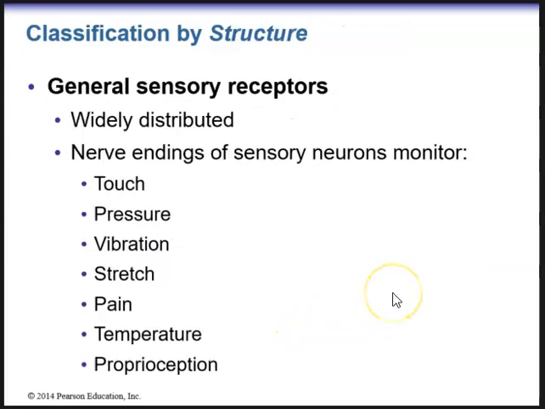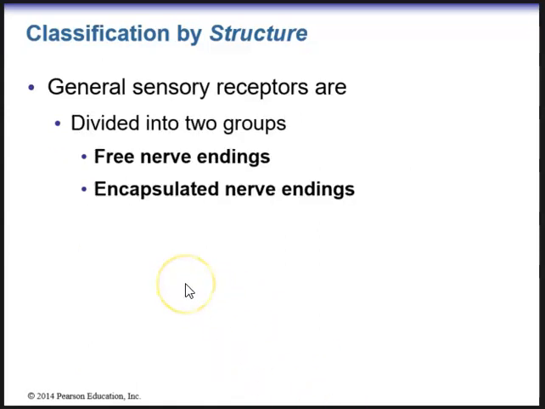We then have classification according to structure. We have general sensory receptors. So general meaning a wide variety. So general receptors are widely distributed, and these are nerve endings of sensory neurons that will monitor touch, pressure, vibration, stretch, pain, temperature, and proprioception. And we have two groups of general sensory receptors. These are free nerve endings and encapsulated nerve endings.